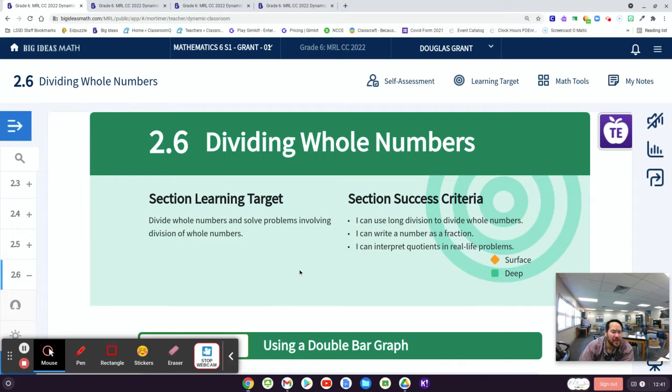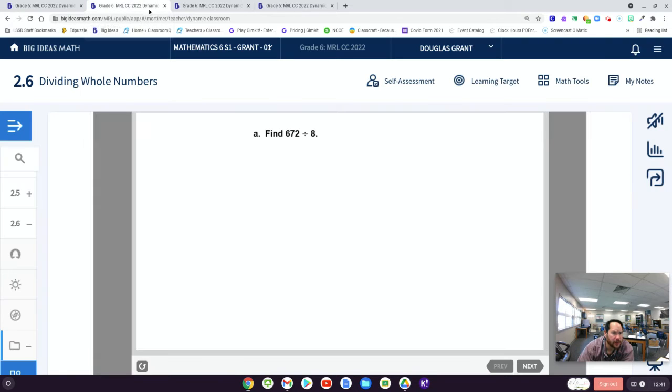Well, ahoy there. We are jumping into dividing whole numbers. Long division, your favorite. So that's what we're going to be doing in this unit. Let's jump right into it.